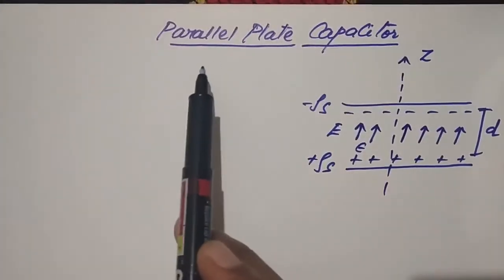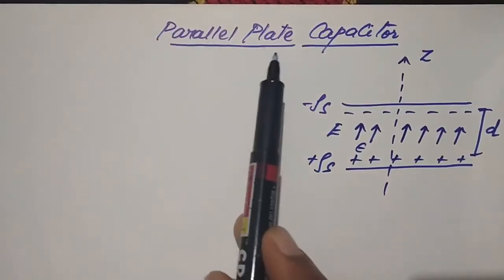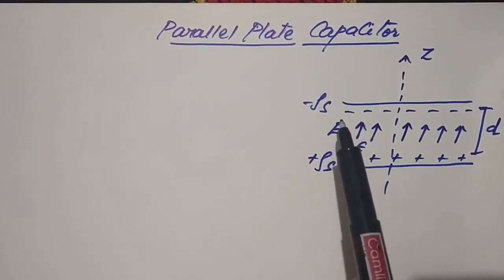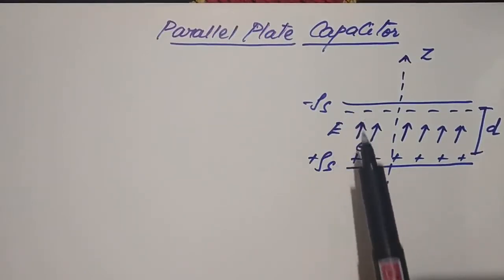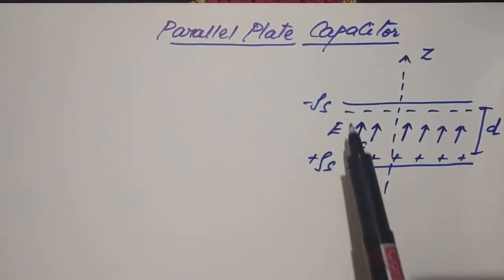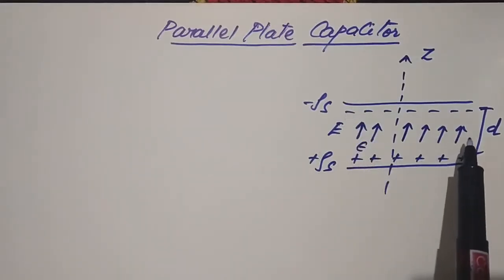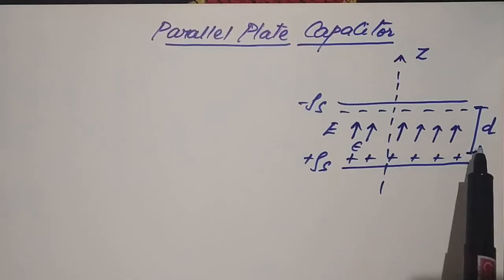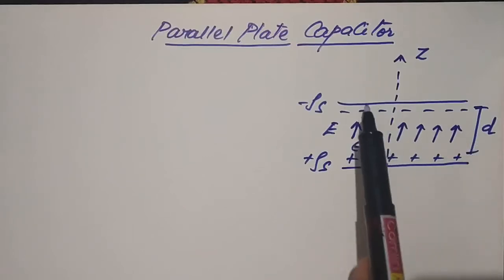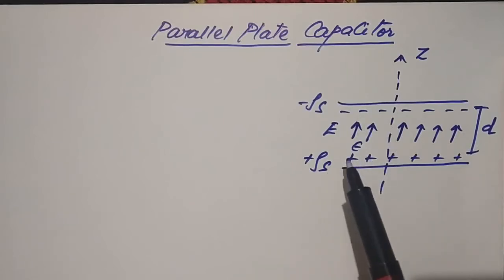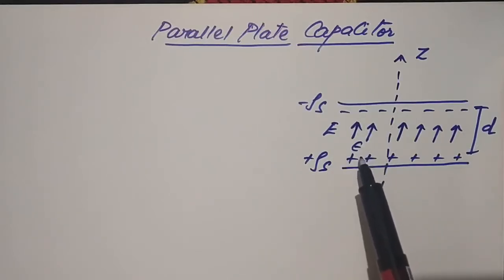Today we'll see the topic of parallel plate capacitor. As we already know, the parallel plate capacitor consists of two parallel metallic plates which are separated by a distance d, and the space between these two plates is filled with a dielectric medium of permittivity epsilon.